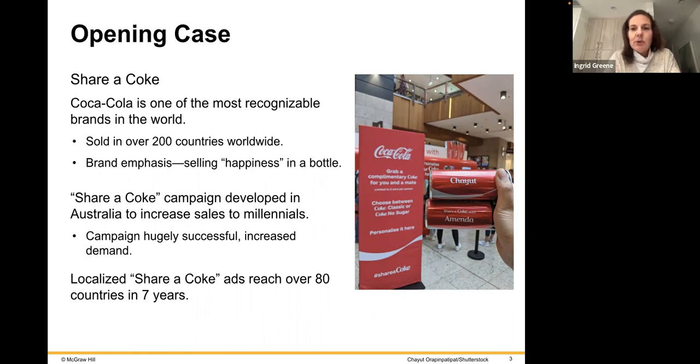They took the top 100 or so names in Australia and put them on the Cokes. And then you could either buy it for yourself or buy it for a friend. And it was amazingly successful. It really took that idea of happiness to a new level. They've now shared this ad in over 80 countries and in 7 years.